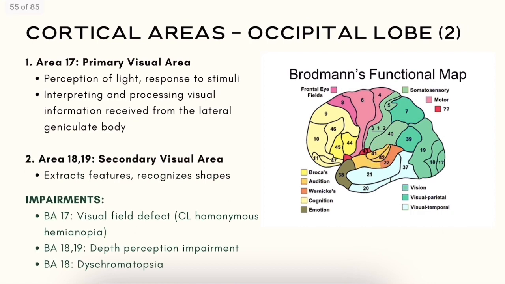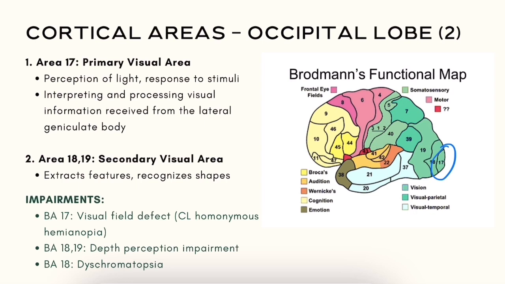Alright, so we're down to our last lobe, which is our occipital lobe. We have two Brodmann areas here. First, we have area 17, your primary visual area, and partnered with area 18 and 19, your secondary visual area. Area 17 is the primary. This is for the perception of light, the response to stimuli. This interprets and processes visual information received from the lateral geniculate body. It will then also be processed by your secondary visual area.